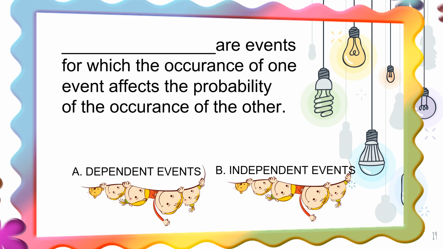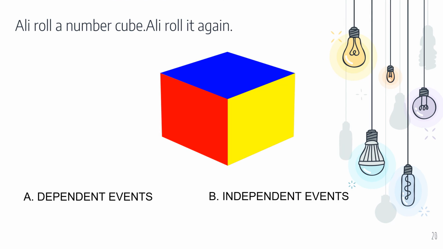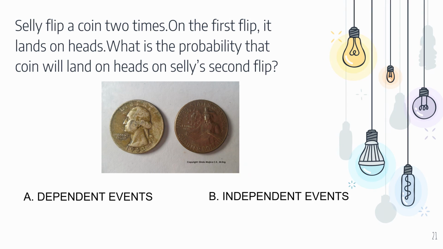A or B. And then the third one, Ali rolls a number cube. Ali rolls it again. So which one, dependent or independent event? Sally flips a coin 2 times. On the first flip, it lands on head. What is the probability that the coin will land on head on Sally's second flip? Dependent or independent event?